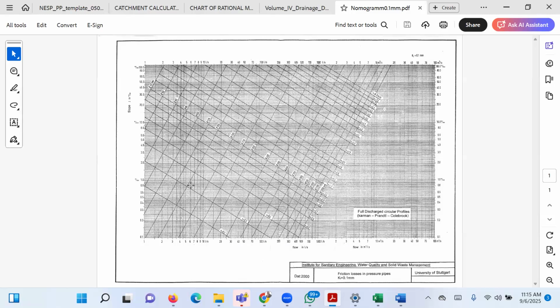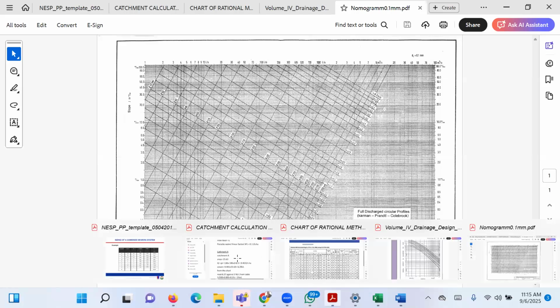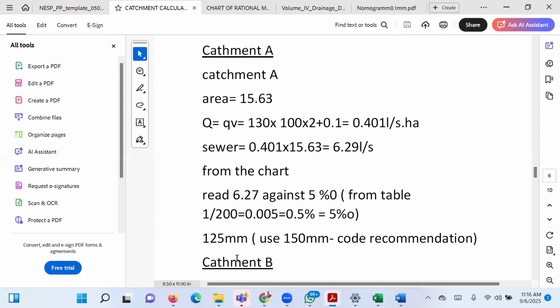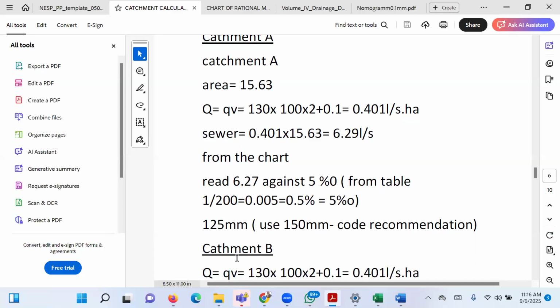And here is 5. So I'll go to 6. I'll go up and stop at 5. What is it giving me? It's giving me 125 mm pipe. If you go against the chart, it's giving me 125. But I cannot use 125 because the code of standard for sewer design says that the minimum diameter of pipe for your sewer network must be 150 mm.